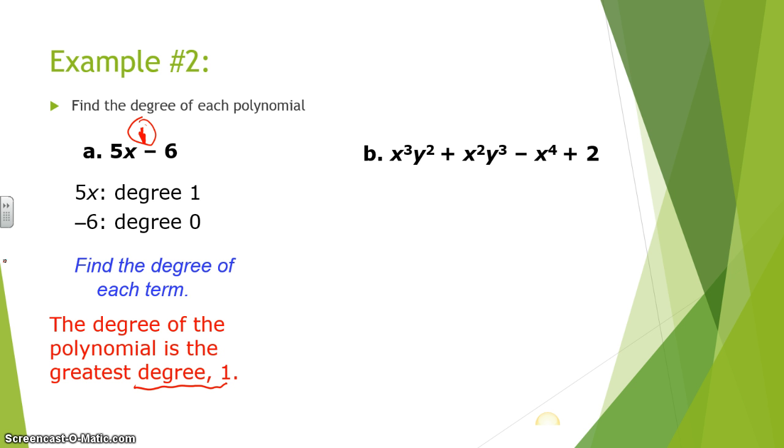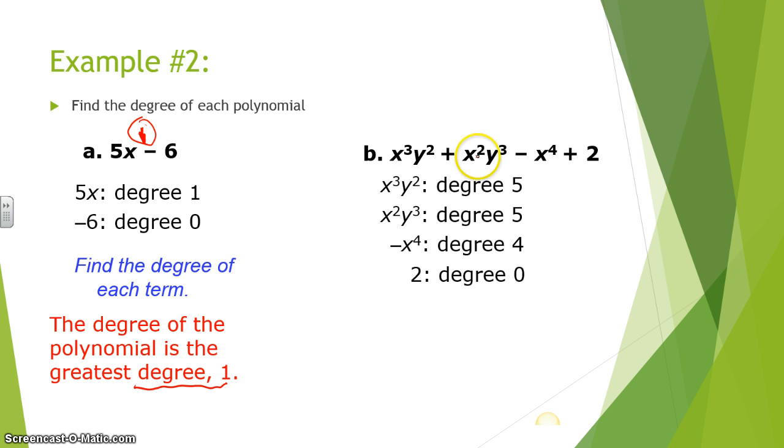There's a little bit more involved here. We have x to the third y squared plus x squared y to the third minus x to the fourth plus 2. What we need to do is separate each term and find the degree. So x to the third y squared, we add those exponents to get a degree of 5. X squared y to the third, that's also adding to get a degree of 5. Negative x to the fourth has a degree of 4, since we only have it by itself; look at the exponent, there is 4.